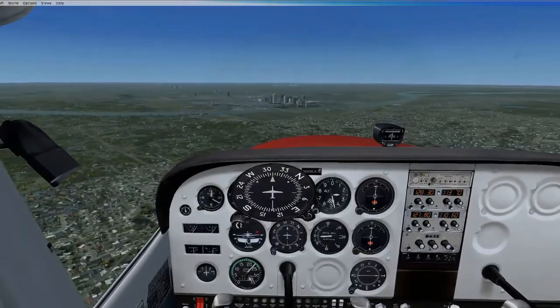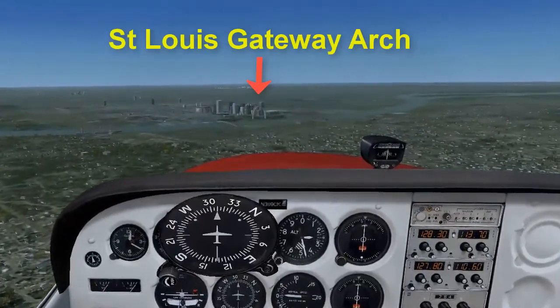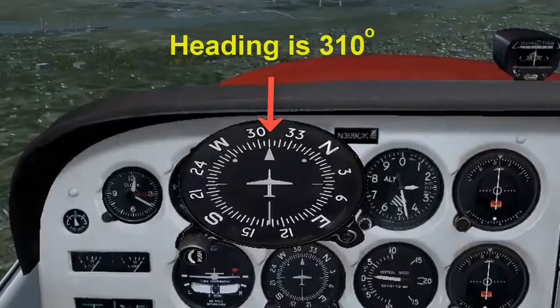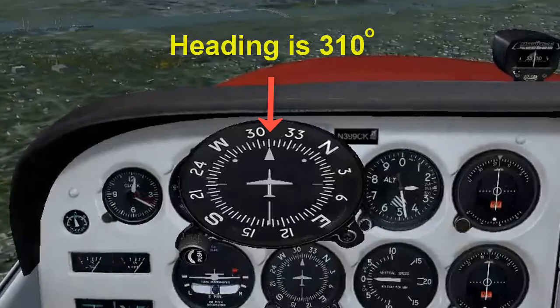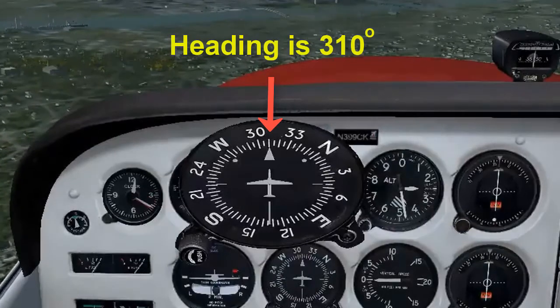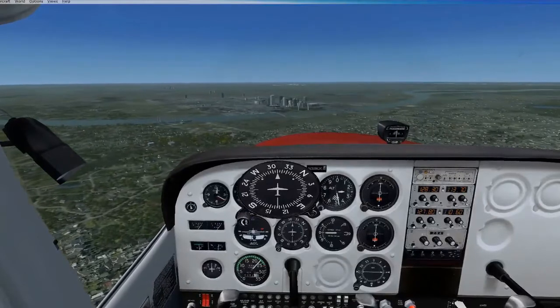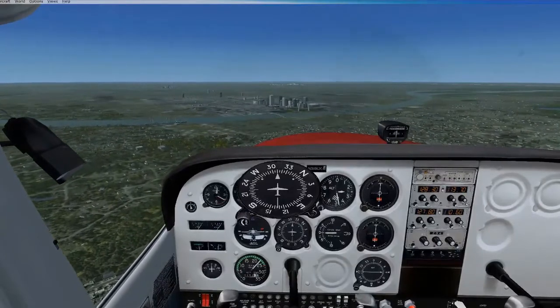Let's talk about how to execute a turn next. First, you want to note a reference point in front of you, and then note the direction you are currently headed using the heading indicator. Our current heading is 310 degrees. We will do a full 360-degree turn, but you can practice longer or shorter turns as desired.